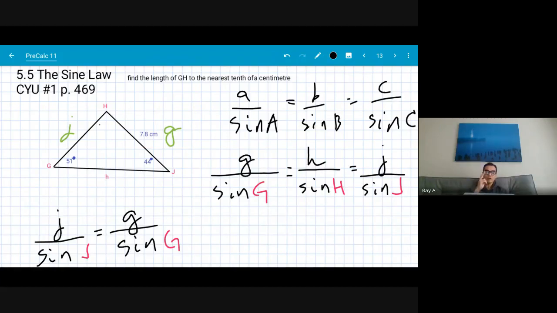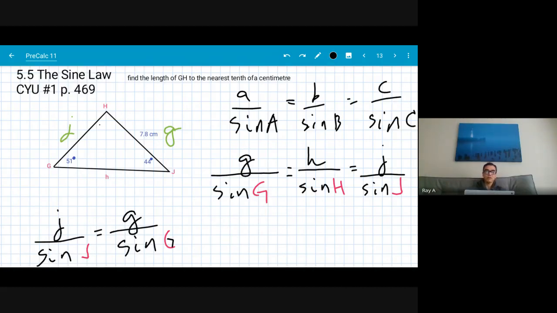the proportion that I have consists of two fractions with an equal sign in the middle, okay? How many variables do you see? There are four: little j, capital J, little g, capital G. Of those four, three variables should have values in the triangle. They need to have numbers. Only one of the variables should be left without a value once you plug in the values.